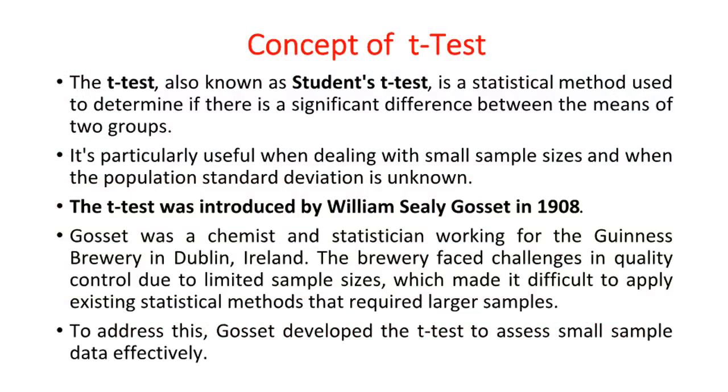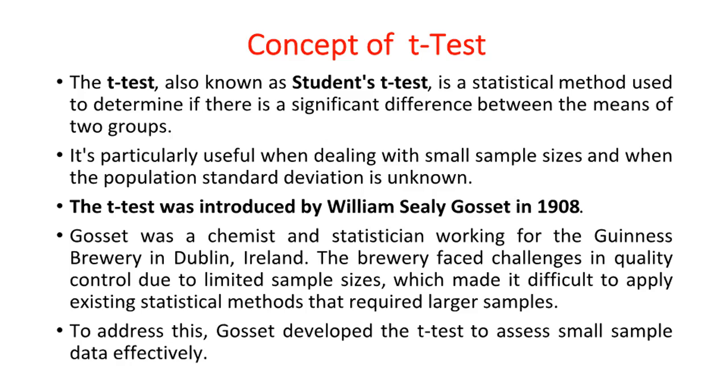The t-test, also known as student's t-test, is a statistical method used to determine if there is a significant difference between the means of two groups. It's particularly useful when dealing with small sample sizes and when the population standard deviation is unknown.